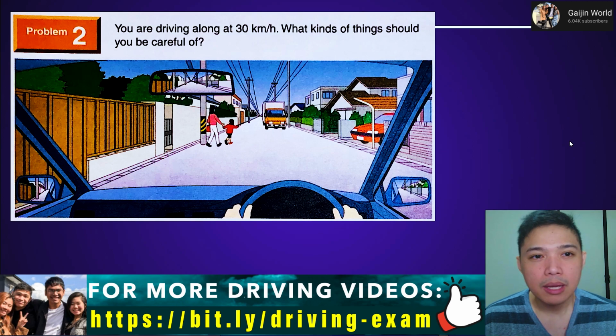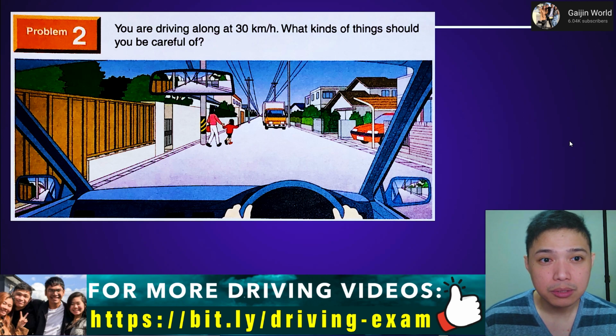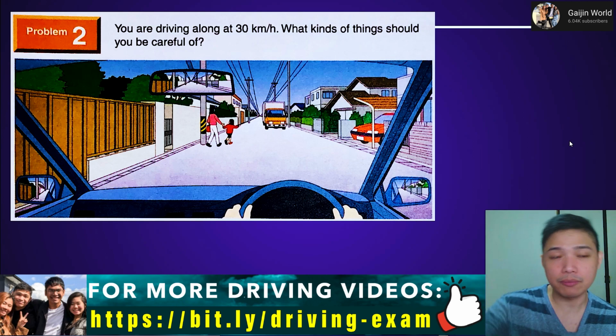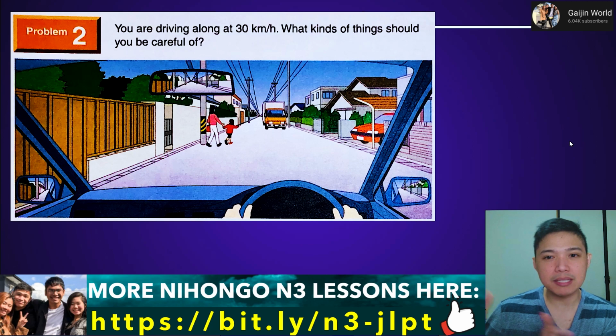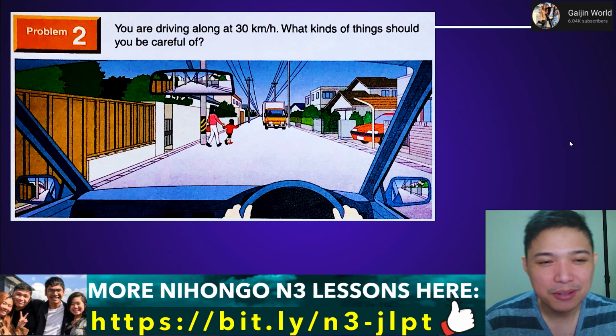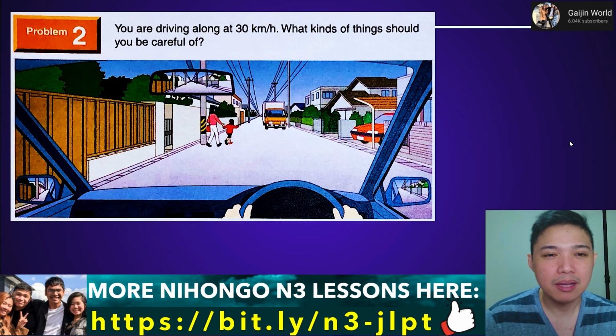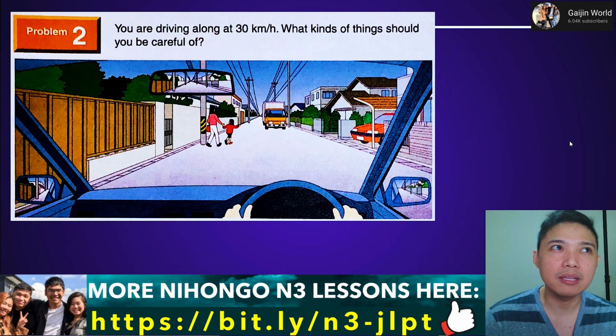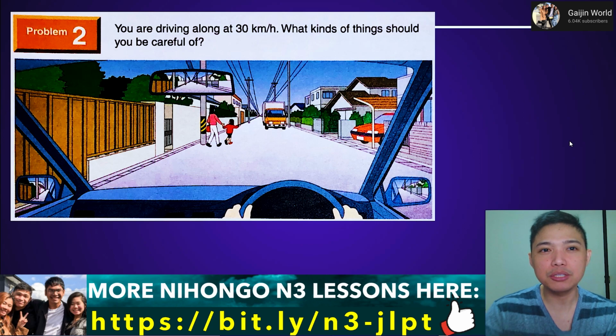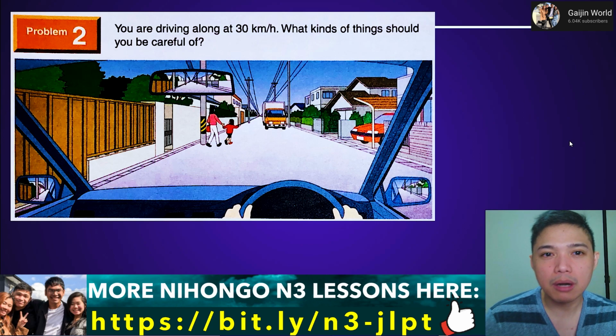In front of me, there are two persons walking on the road, and I'm driving at 30 kilometers per hour. There's also a truck on the side of the road. On the right side of my car, there's an oncoming truck, and I'm running at 30 kilometers per hour again. When you say 30 kilometers, I think it's not that fast, but we should really be careful when there are people in front of us walking or crossing.